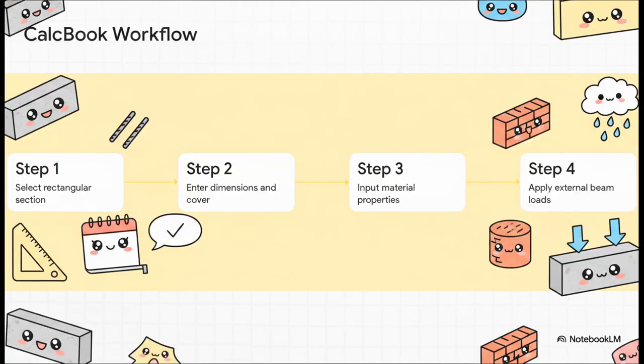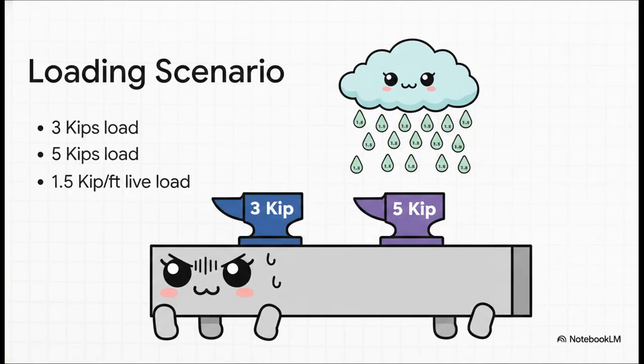Now, calcbook software gives us a beautifully logical workflow. Instead of getting bogged down in manual calculations, we just step through the process. Step 1, we simply select our rectangular section and our single bottom reinforcement layer. Step 2, we enter those exact dimensions and clear cover specs we just reviewed. Step 3, we drop in our material properties. And finally, Step 4, we apply the external forces, the heavy loads that are actively trying to destroy our beam. So let's talk about those loads.